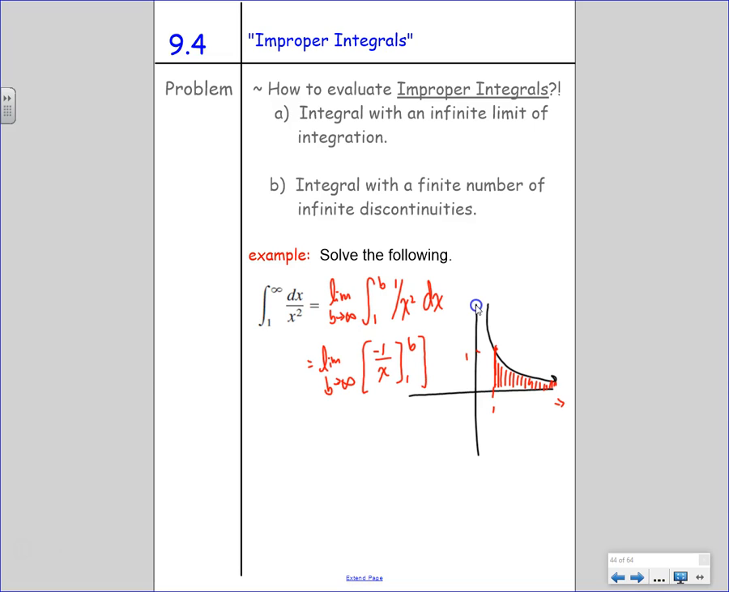I like my straight line better. Now what? Plug in the bounds. So I end up with negative 1 over b minus negative 1, so plus 1, as the limit as b goes to infinity. Now what? You plug in infinity, but 1 over infinity is 0. 0 plus 1 is 1.